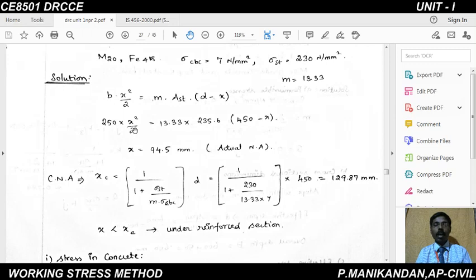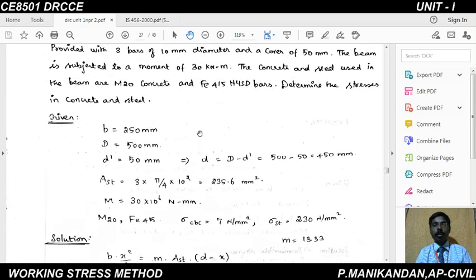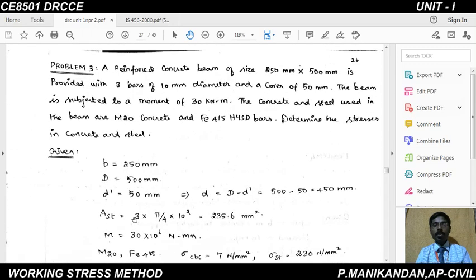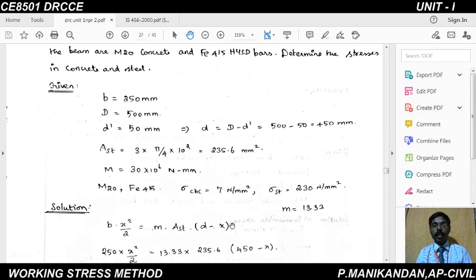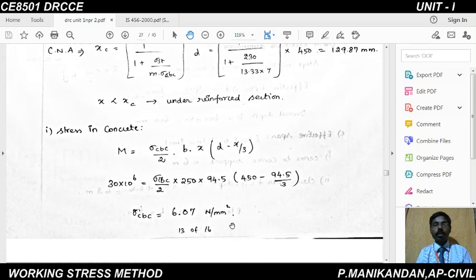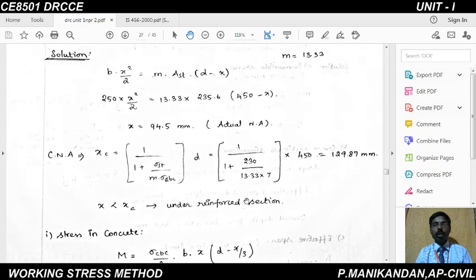The value of B is 250, so 250 into x square divided by 2, where the value of x is unknown, is equal to the modular ratio 13.33 into AST value, which we found as 3 into pi by 4 of 10 squared, 235.6 mm square, into 450 minus x. By substituting these values, we get x is equal to 94.5 mm.